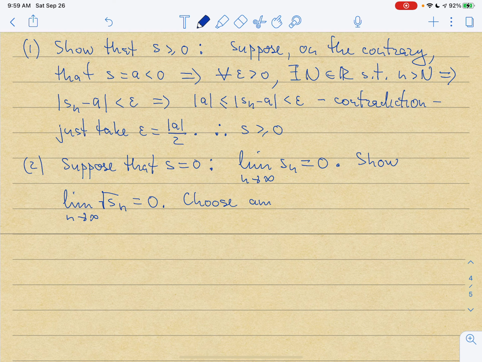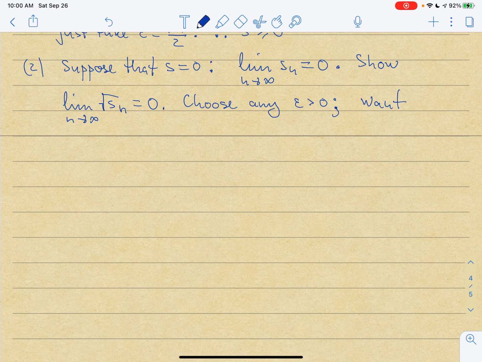any epsilon greater than 0. And what I want to determine is capital N, for which square root of Sn minus 0 is less than epsilon, right? So that's what I want. Well, let's try to simplify this.